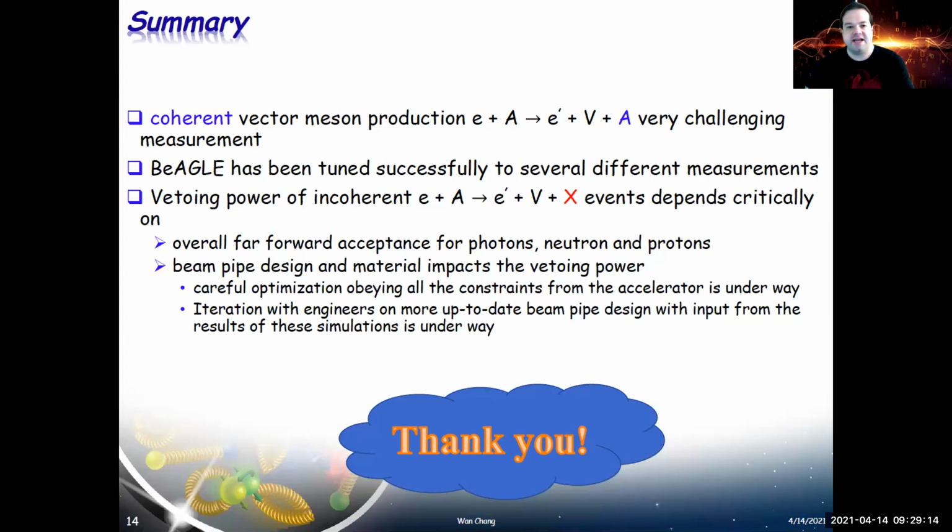I don't see anything, so let me shortly ask one. You mentioned in your second point that you tuned BeAGLE. BeAGLE, as a benchmark generator for eA simulations, is really important for the EIC simulations. What do you think would be required for further developments of BeAGLE to tune it even better for eA studies?